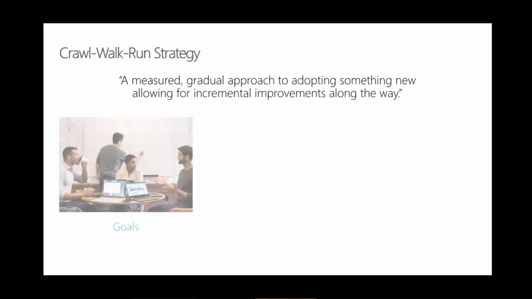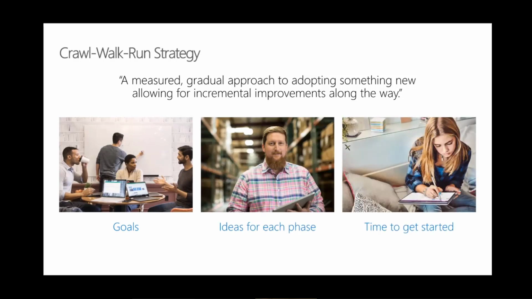And the way I recommend deploying this is through a crawl, walk, run strategy. Identify your goals. Pick out ideas for each of your phases. Make sure you give yourself time to get started. So don't boil the ocean is the biggest thing. Don't deploy retention labels and sensitivity labels at once. Don't deploy everything with encryption on day one. Don't just randomly deploy retention labels out to your entire organization. Think about what you need to have. Think about how they fit in your organization and build into it. Don't go all the way in on day one. It's definitely way too complicated.